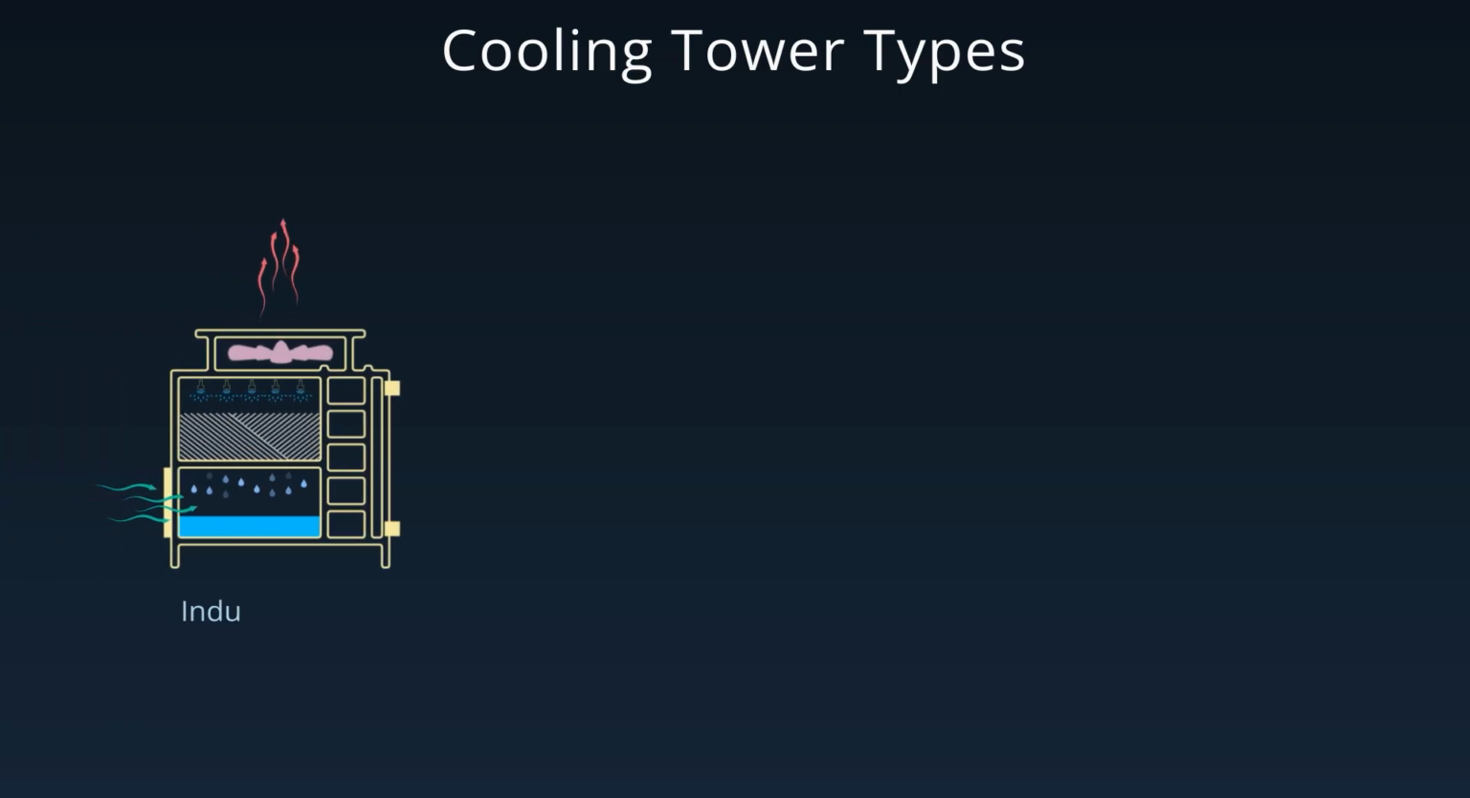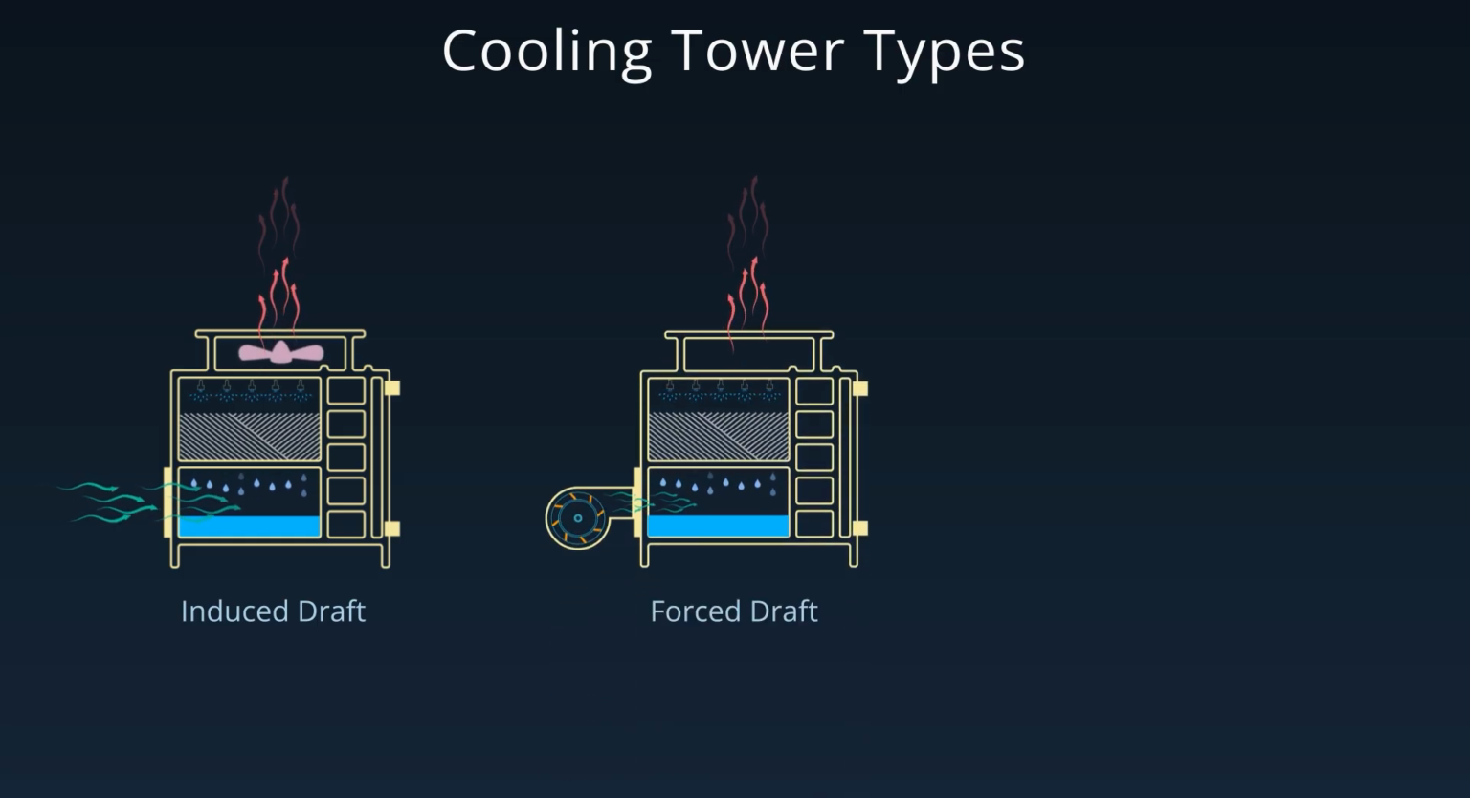Cooling towers come in several types. Open circuit induced draft towers are the most common, with fans at the top drawing air upward through falling water. Forced draft towers place the fans at the air inlet, pushing air across the fill.